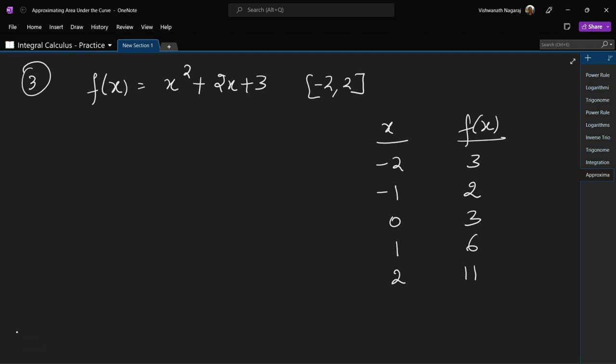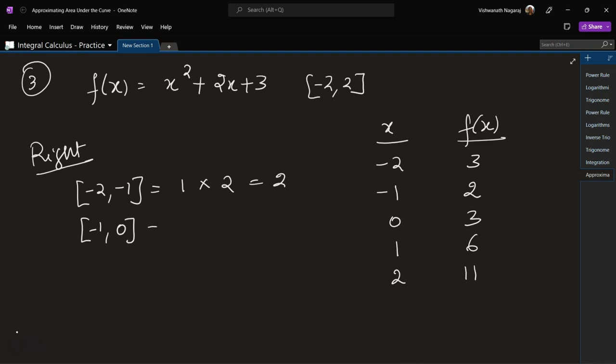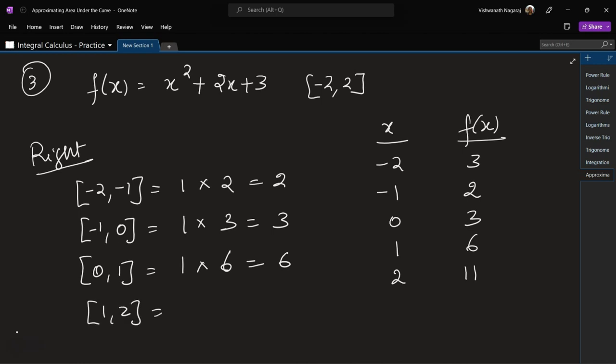So now let's use the right endpoint, figure out the area. So minus 2 to minus 1 will give us a right endpoint. So that would be 1 multiplied by 2 gives us 2, minus 1 to 0 gives us 1 times 3, which is 3, 0 to 1 gives us 1 times 6, which is 6, and 1 to 2 will give us 1 times 11. Add it up, we get 11 plus 6, 17, 20, 22.